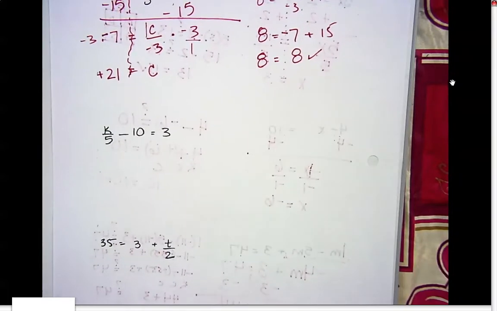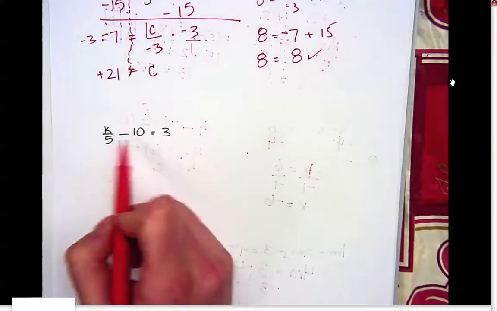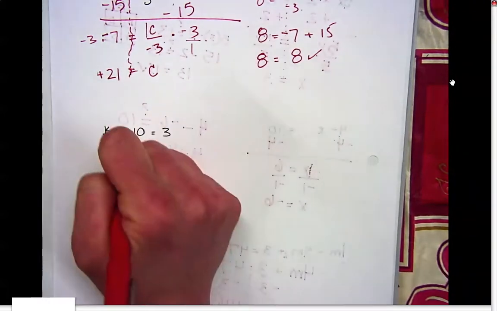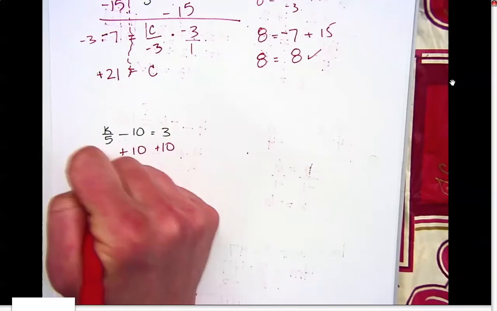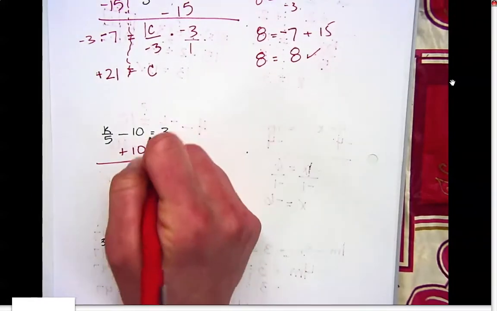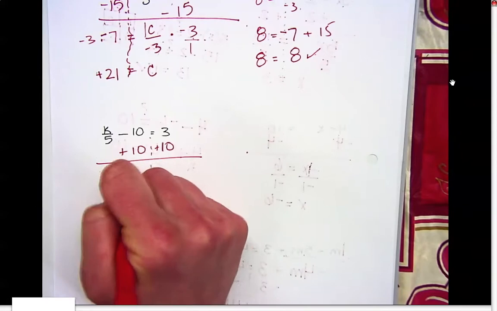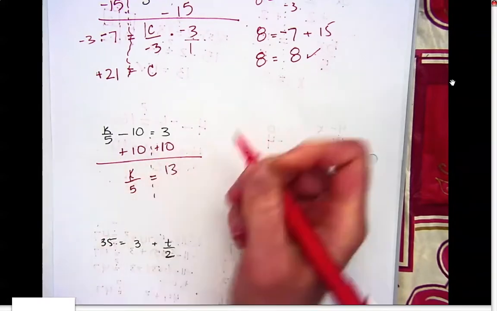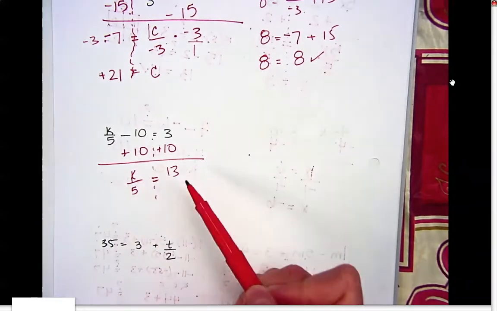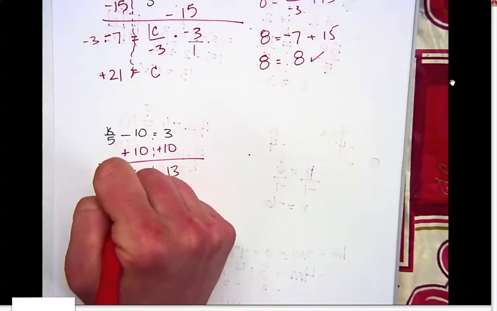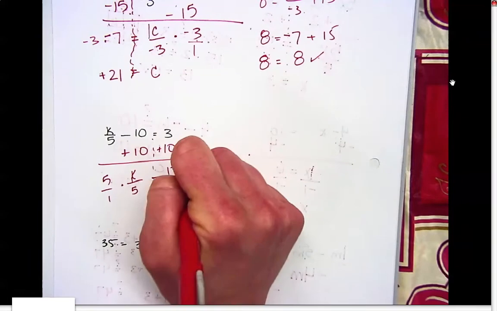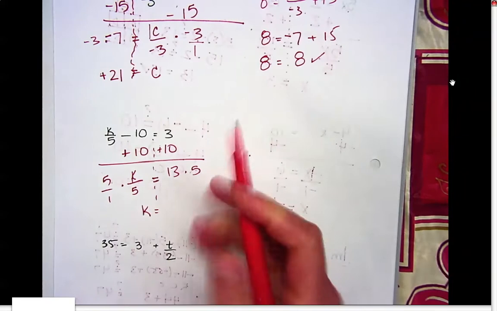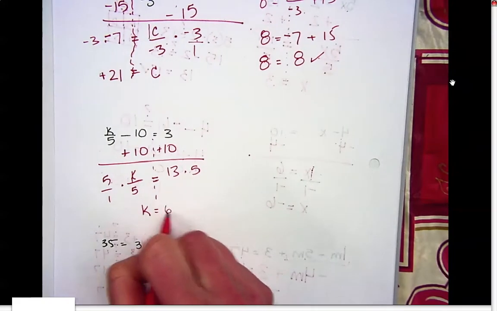All right, next one. So I have k divided by 5 minus 10 equals 3. Minus 10 is the last thing that occurred, so I'm going to do the opposite. I'm going to add 10 to both sides. That gives me k over 5 is equal to 13. So some number divided by 5 equals 13. Well, in order to figure out what that is, I need to multiply both sides by 5. And I get k equals, let's see, 5 times 3 is 15, carry my 1, 65.